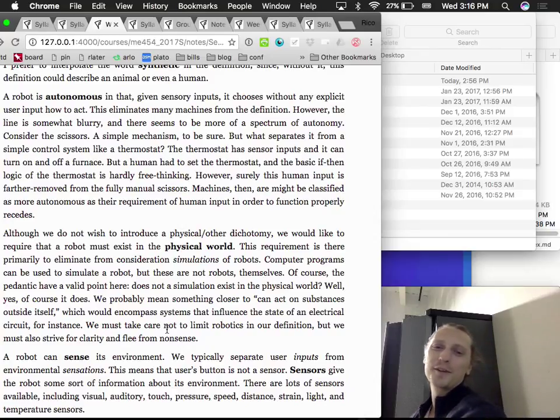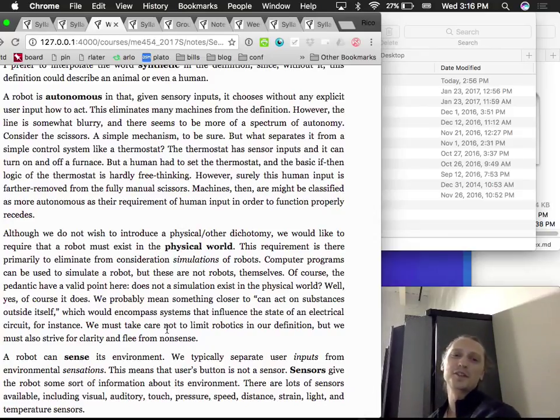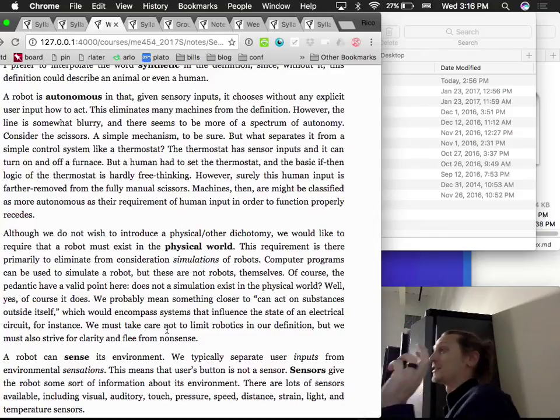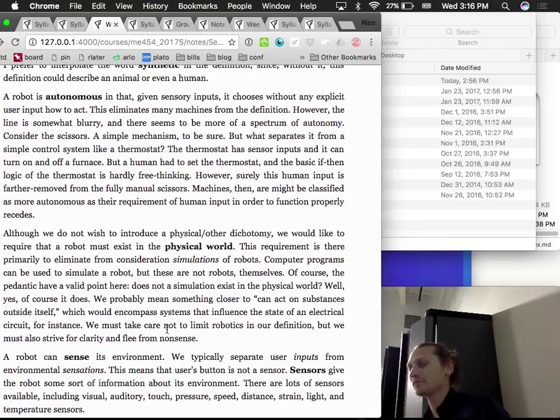So this requirement is there primarily to eliminate from consideration simulations of robots. So we kind of want to say a simulation of a robot is not a robot. Okay? And why might we care about that? I guess hold your thoughts, because we're going to come back to that at the end of the section. I'm going to ask that question.